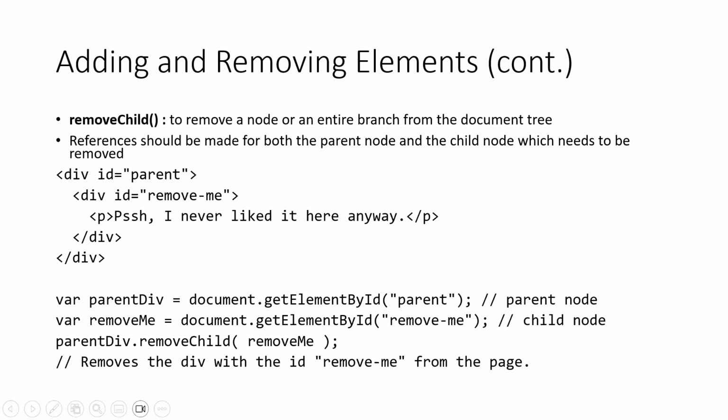Likewise, we can also have removeChild. So what we can do is remove a node or an entire branch from the document using removeChild. It's again very interesting. For example, we have two divs here, and within that we have a paragraph. So we get the parent div using parent. We will get remove me using removeMe. And then we will say parentDiv.removeChild(removeMe). So within this we will remove. So what happened? It will remove this part.